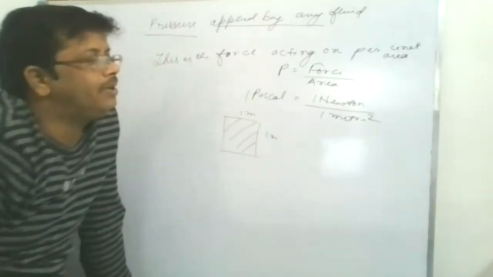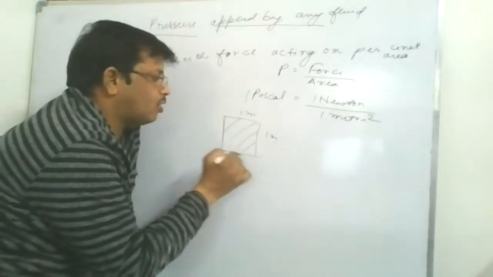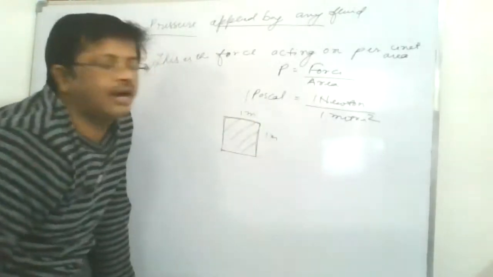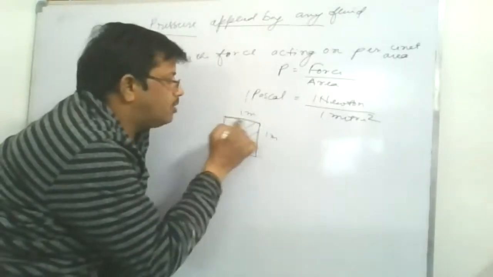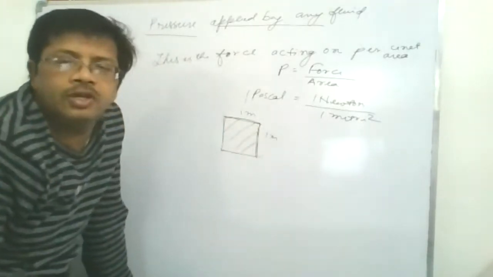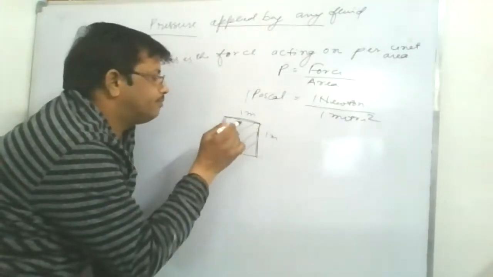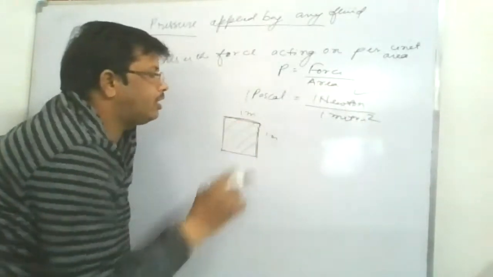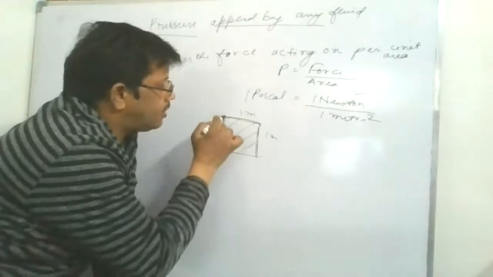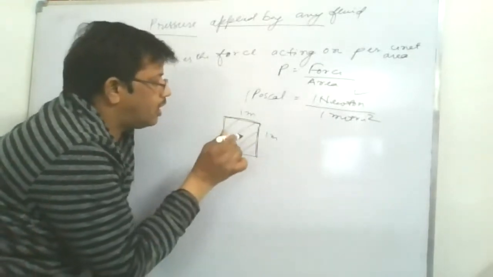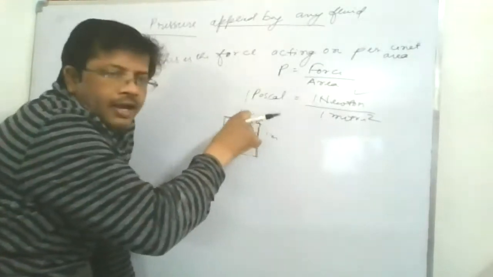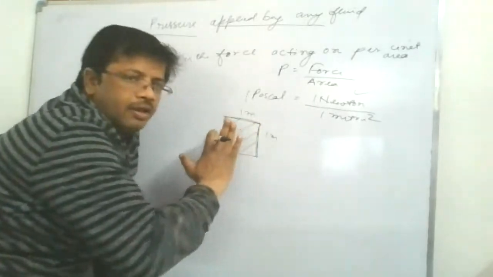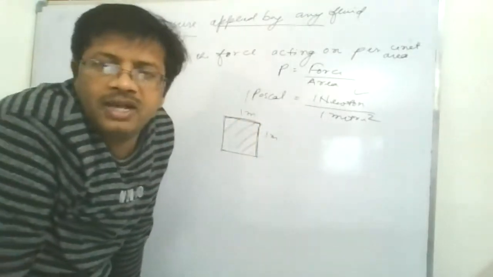बेटा जब भी किसी सरफेस एरिया के ऊपर, सरफेस एरिया का डायमेंशन क्या है? 1 मीटर लॉन्ग, 1 मीटर शॉर्ट. इस पर आपने कितना फोर्स लगाया? 1 न्यूटन. अगर आपने 1 मीटर स्क्वायर एरिया पर 1 न्यूटन का फोर्स लगाया, सरफेस के परपेंडिकुलर, तो वो प्रेशर लगेगा. प्रेशर कितना लगाया आपने? 1 पास्कल.